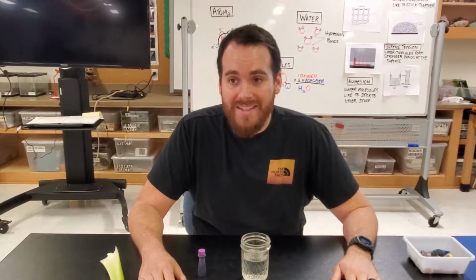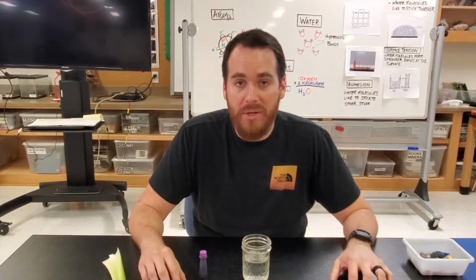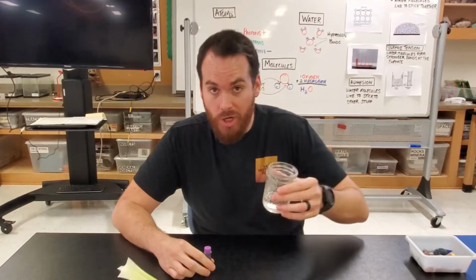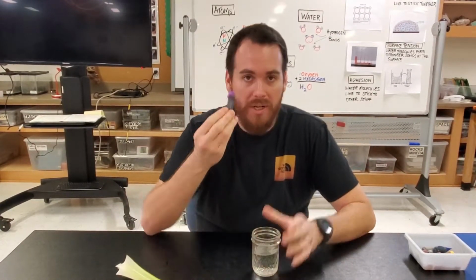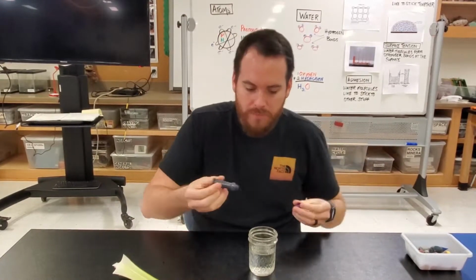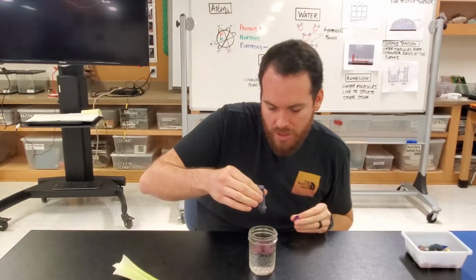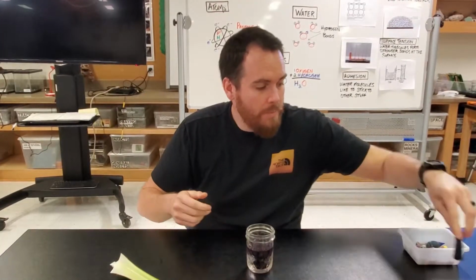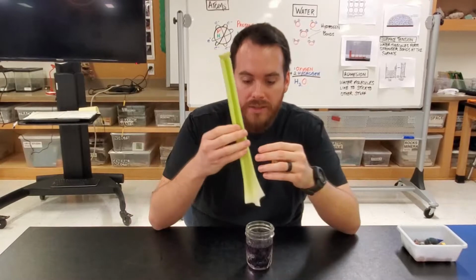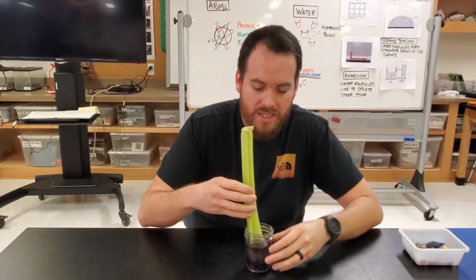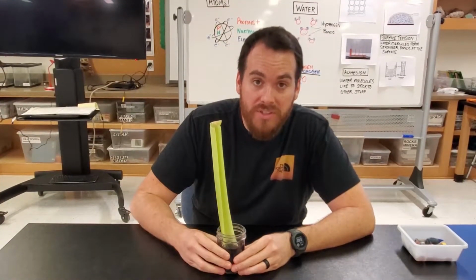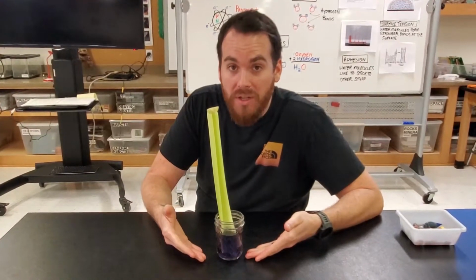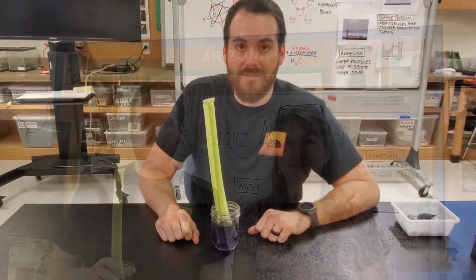You can watch plants adhere and cohere with capillary action at home. All you need is a piece of celery, a jar of water, and some food coloring. And what I'm going to do is take this food coloring, drop it into this jar, and then I'm going to put my celery inside the jar. What do you guys think is going to happen with the celery and the colorful water? Go ahead and comment below if you think you know what's gonna happen.